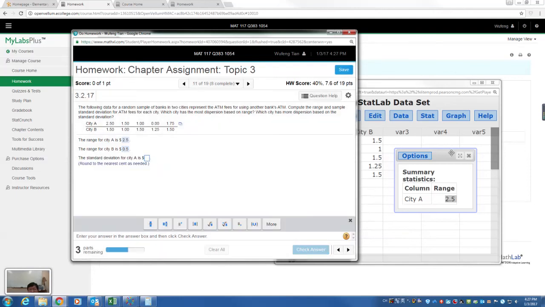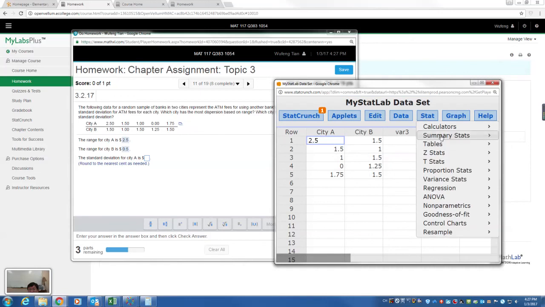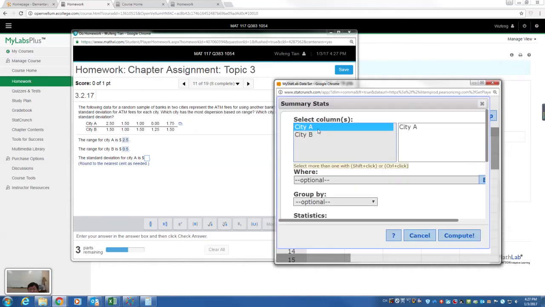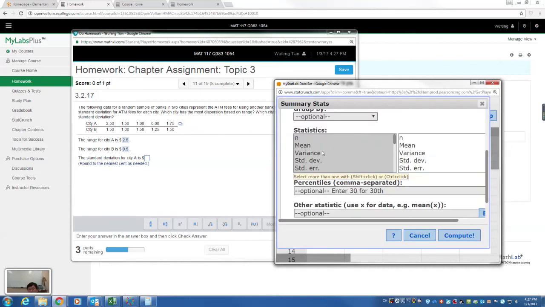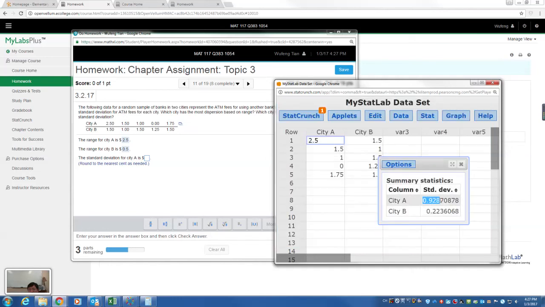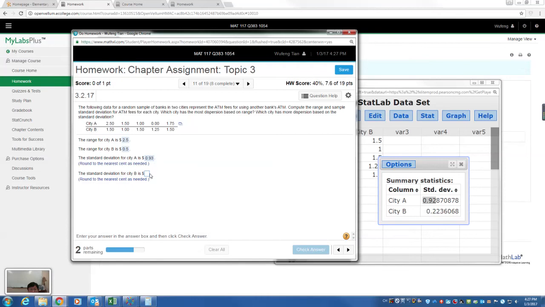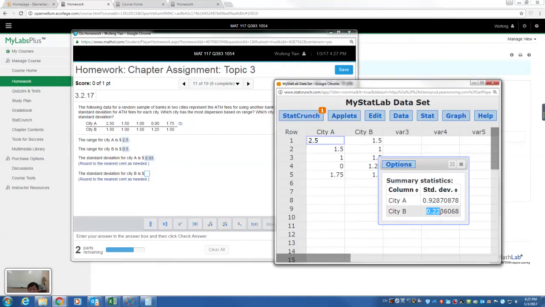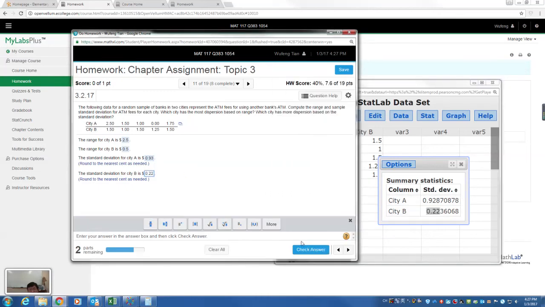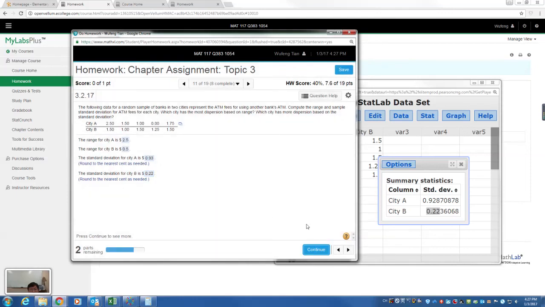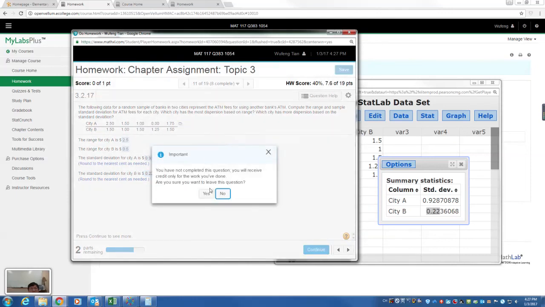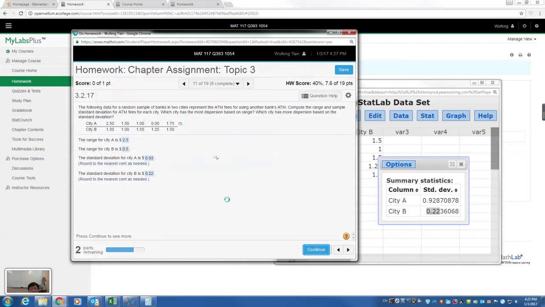Okay, standard deviation. You can use StatCrunch to do that. Columns A, and then just choose B or both of them. Choose standard deviation for both of them. So the standard deviation for the first one, to the nearest cent, is $0.93, actually 93 cents. B is 22 cents, $0.22. Okay, that's it. The next one, we have not finished yet.